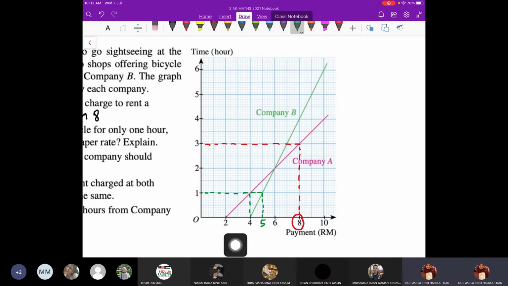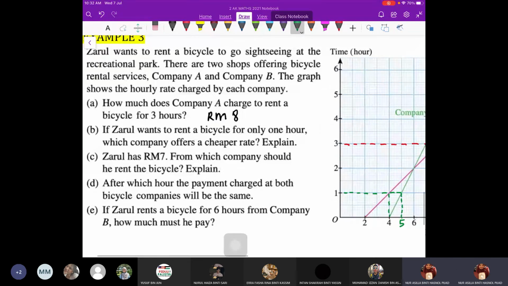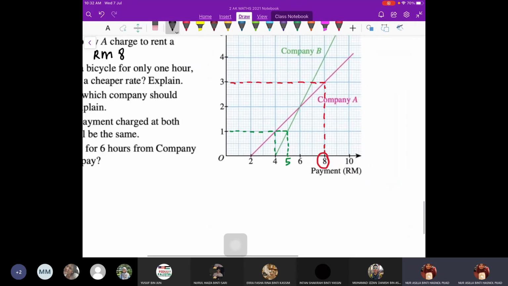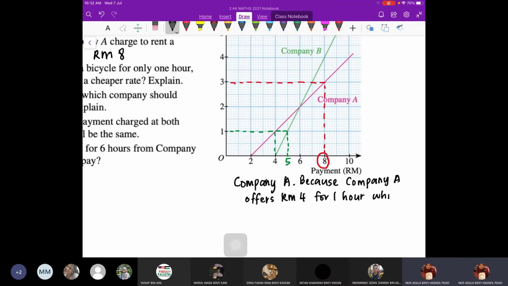Kenapa? Macam kita buat ini example 2 ke example 1. Example 1. So, kita akan tulis. Saya tulis kat bawah sini lah. So, company A. Jawapan dia. Full stop. Tu je. Okay, because company A offers RM4 for 1 hour, which is cheaper than company B by, berapa beza? RM1.